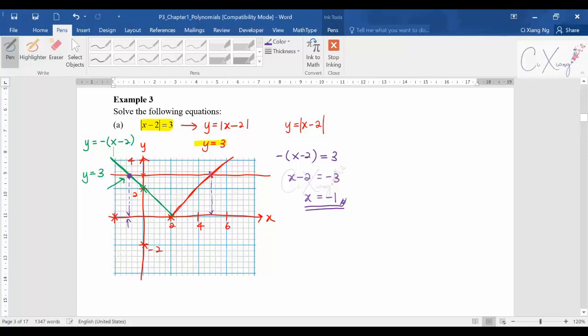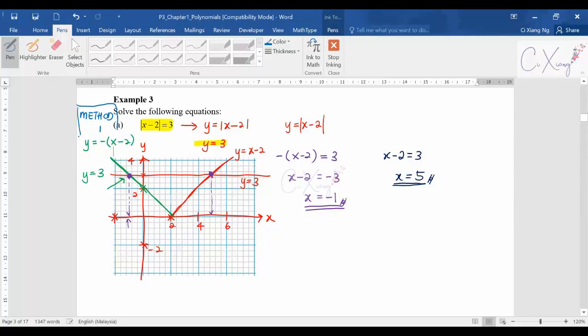And then the other intersection point is here. For this intersection point, it intersects with the original equation y equals x minus 2 and also y equals 3. Therefore, to get the solution, you let x minus 2 equal 3. So your x is equal to 5. So this is what we have for method number 1, which is the graphical method.